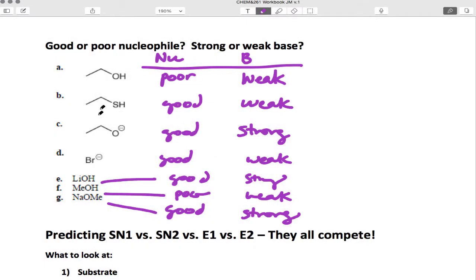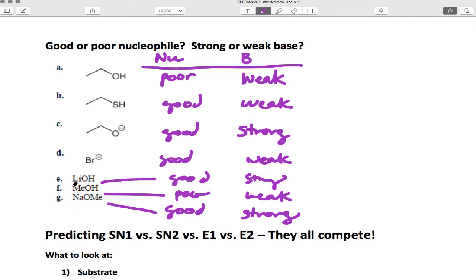So if you take a look, this is neutral, but it's larger and more polarizable than oxygen. So this is actually a good nucleophile, but it's neutral, so it's a weak base. This is a good nucleophile because it's like hydroxide, but with an R group. So it's a good, strong base and a good nucleophile. This one's a good nucleophile because it's polarizable, but it's a weak base. Its conjugate acid, HBr, is very strong.